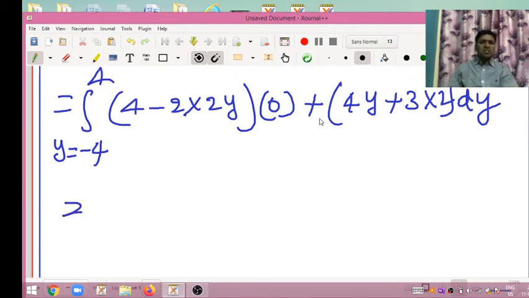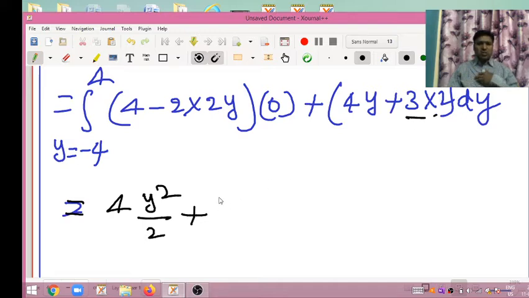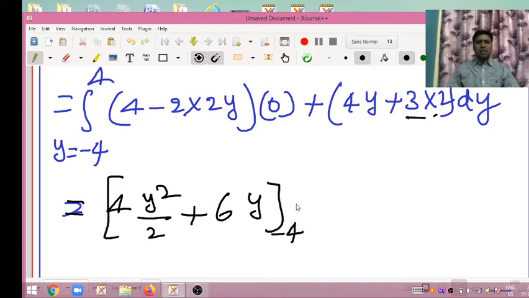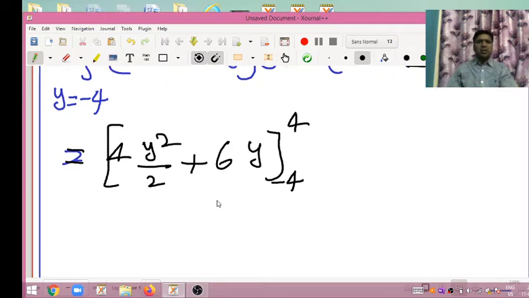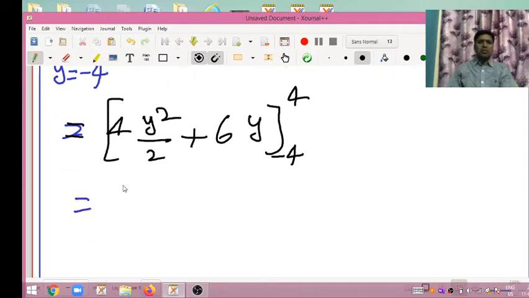See here, this first term becomes all 0. Second term, integral 4y into dy is what? 4 is the constant. 4y into dy means 4y square by 2, plus 3 2s are 6. So 6 is the constant. Integral y dy, y will come, my dear friends, by applying limits -4 to +4. We should take care in this by applying limits.